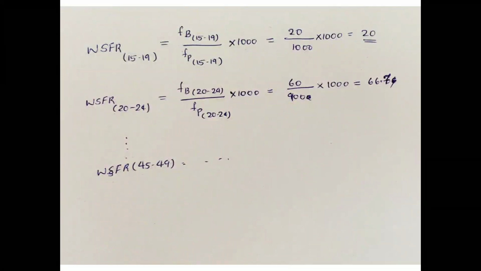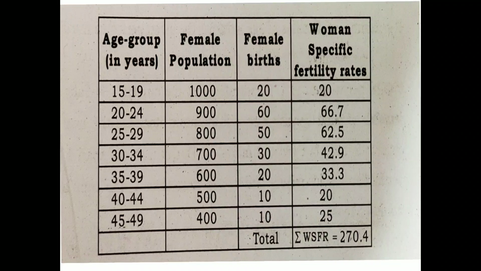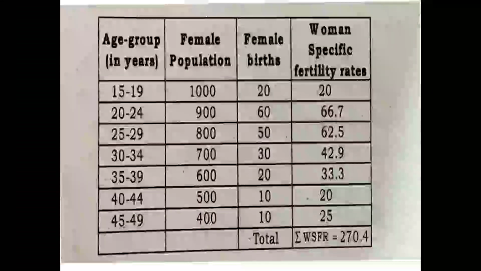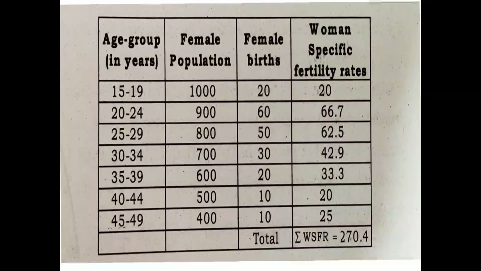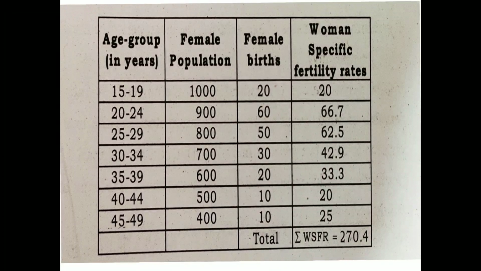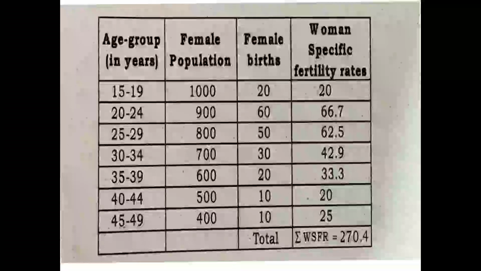In short, easily you can solve it in this way. By using the tabular column, the way you did for age specific fertility rate, in the same way you add a column, that is women's specific fertility rate. For respective age groups, you have respective births and respective female population, so you can calculate WSFR. So first is 20, second one is 66.7, third one is 62.5, fourth one is 42.9, 33.3, 20 and 25.